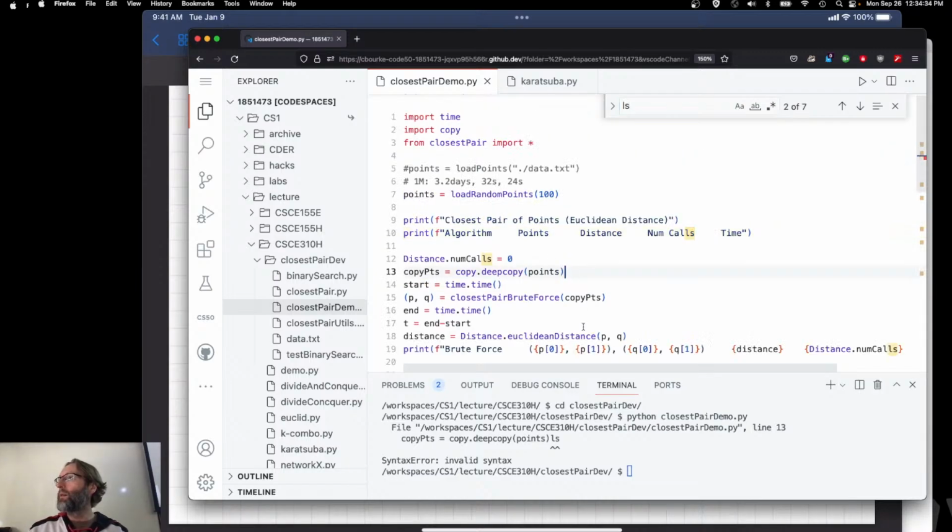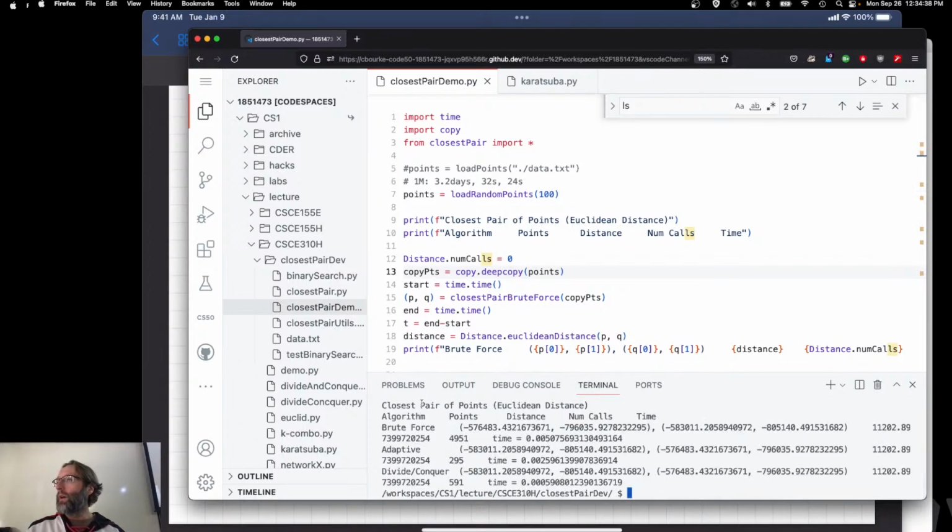Line 30. There we go. There. Save that. All right. There we go. All right. So there's the algorithm. There's the brute force algorithm.